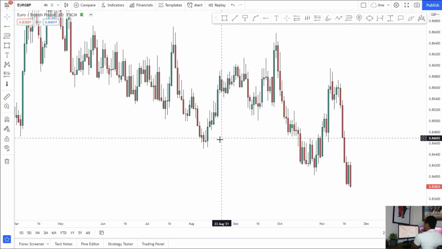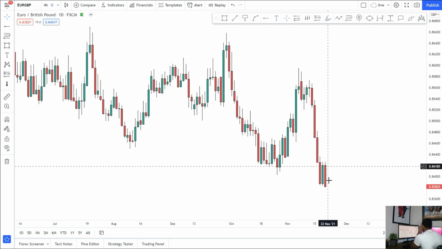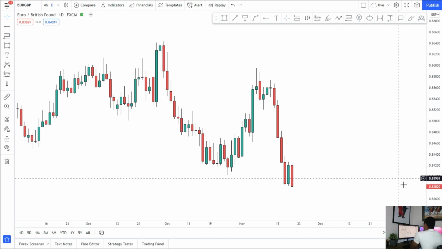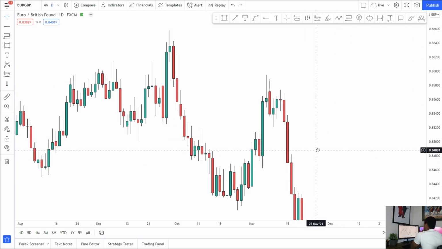Okay, so next up we've got Euro Pound. So Euro Pound this week, big move to the downside. As you can see, pretty much as we opened, the market did fall to the downside, and we were looking for sells for Euro Pound.